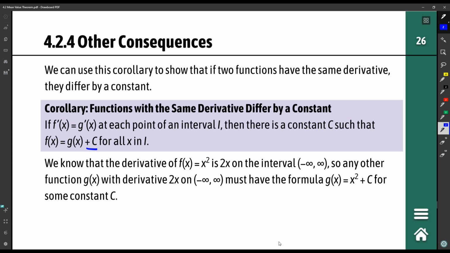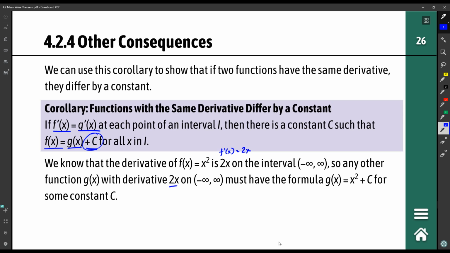Let's summarize that real quick again. If we have two functions that have the exact same derivative, in other words, if f prime of x is equal to g prime of x, then those original functions, f and g, only differ by some constant value. For example, we know the derivative of f of x equals x squared is 2x. In other words, f prime of x is 2x on the interval negative infinity to infinity. So any other function g of x that has a derivative of 2x must have the formula g of x is x squared plus c for some constant c.